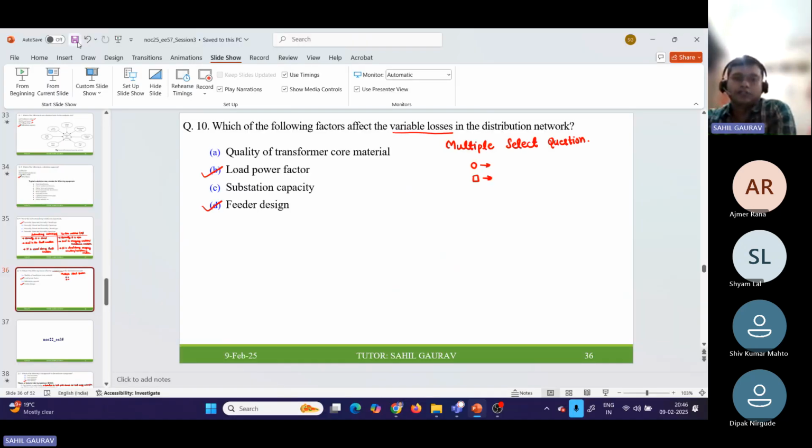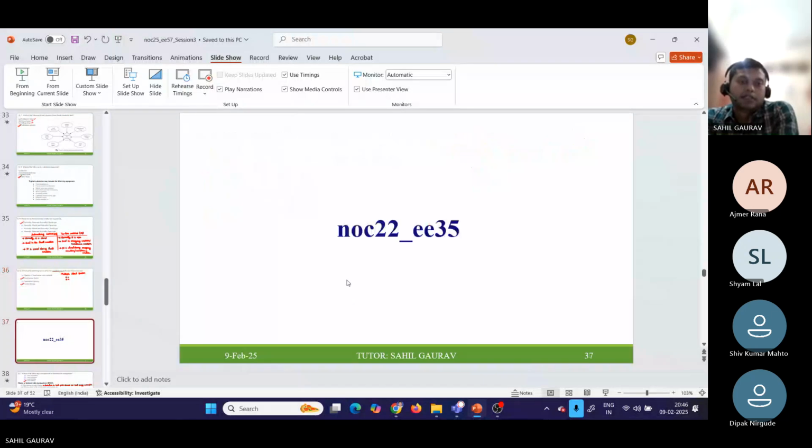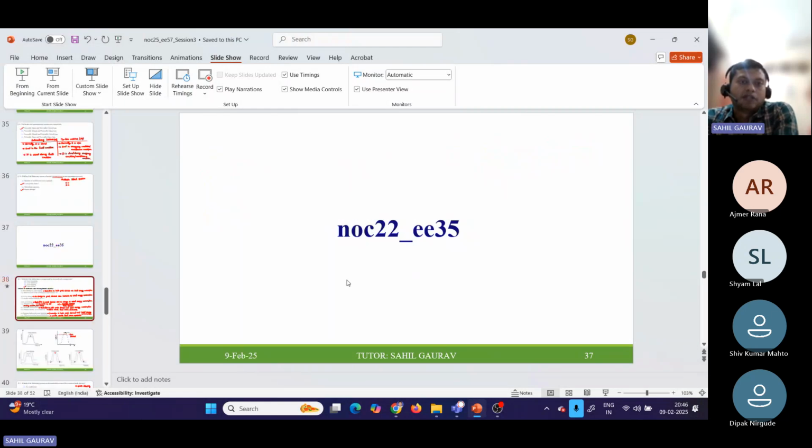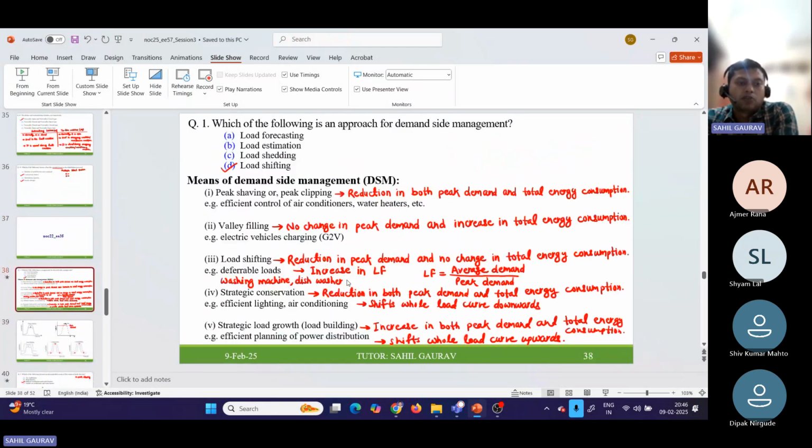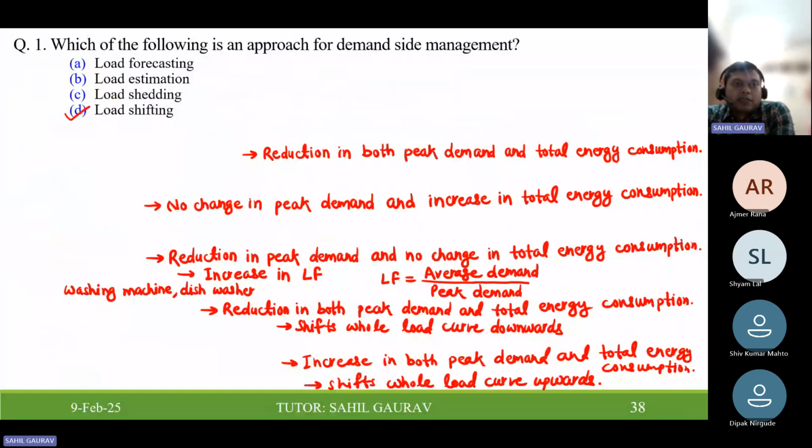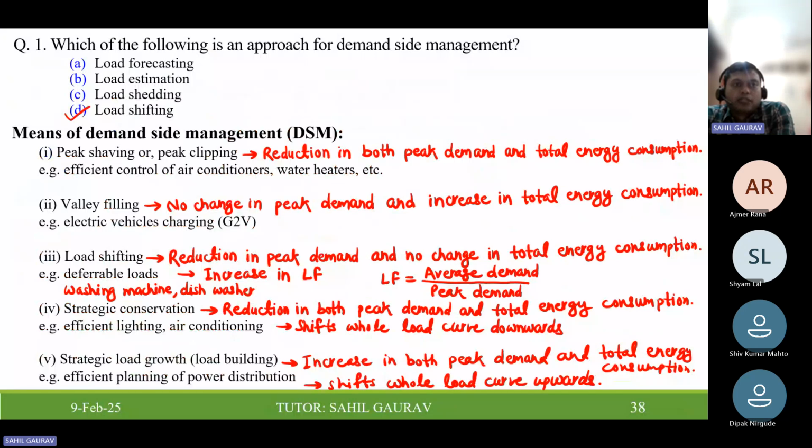So now coming to the next section, we are going to see the problems of the assignment for the year 2022. So the first problem: if you see, all the problems are of similar type. If you have solved one year's problems, then you are able to solve other years' problems also. So the first one is: visual planning is an approach for demand side management. And the options are load forecasting, load estimation, load setting, load shifting.